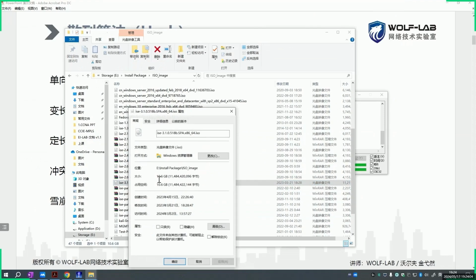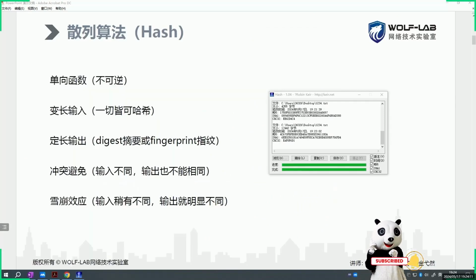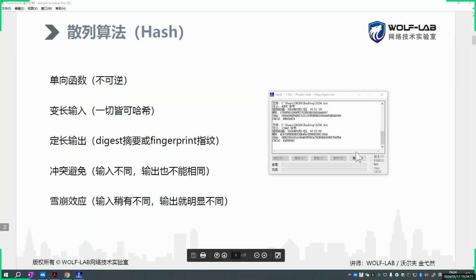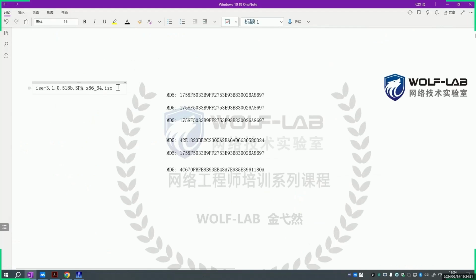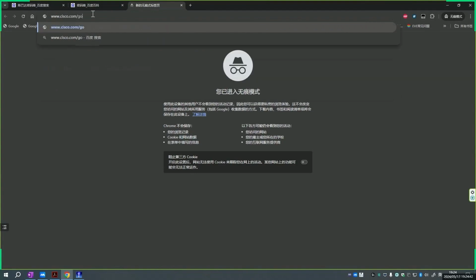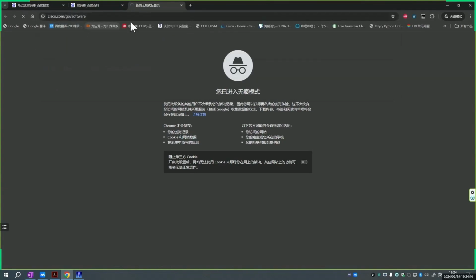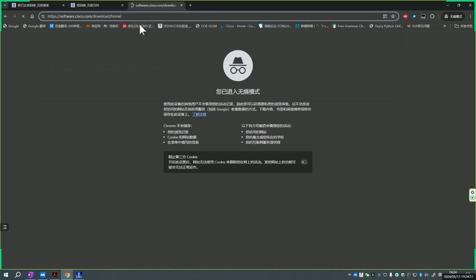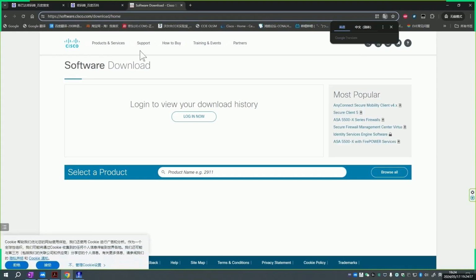Why am I calculating this thing? The file name of this file is ISE 3.1 something or other. Next, I'll go to the Cisco official website, software.cisco.com. We're automatically redirected. After arriving here, we browse everything and find the security section. Under security, security management. I'm not sure where it is. It's right here, under network visibility and segmentation. This section has the Identity Services Engine, abbreviated as ISE.